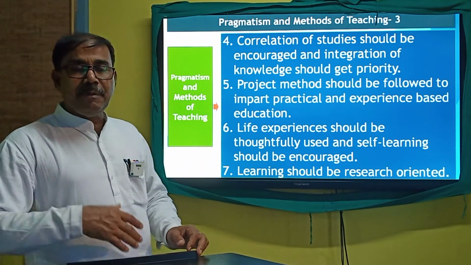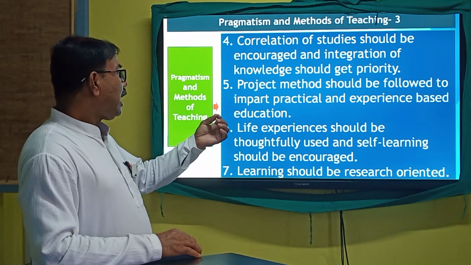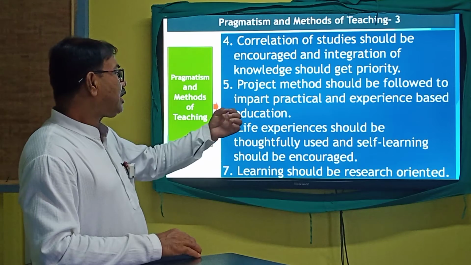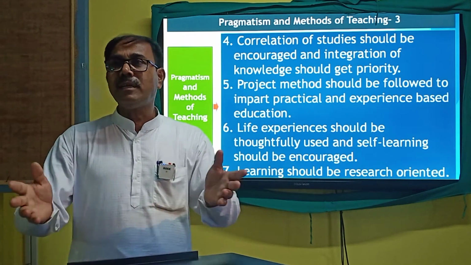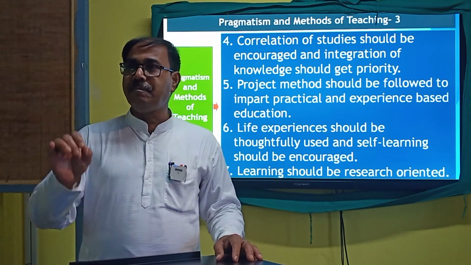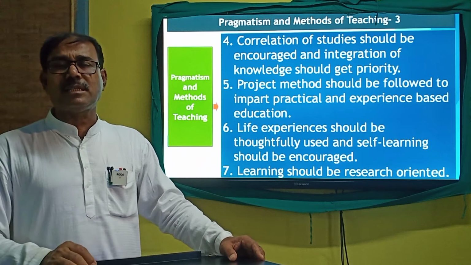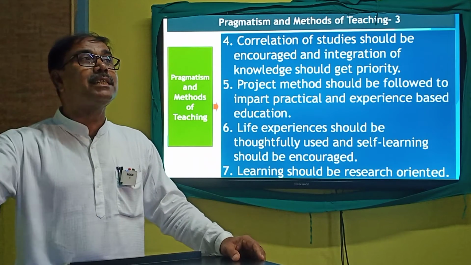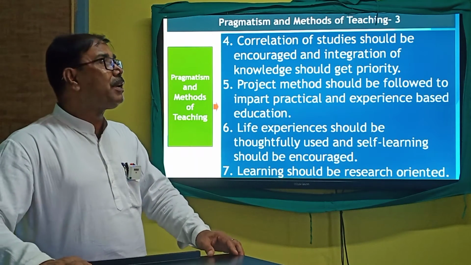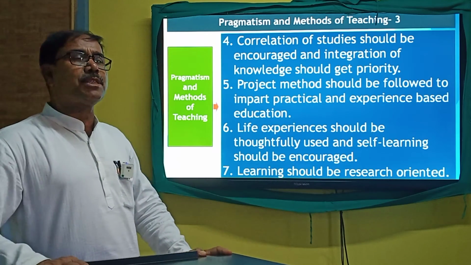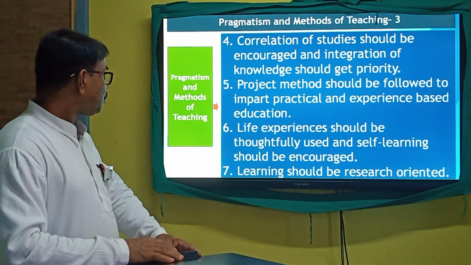Therefore, pragmatism has put importance on life experiences at the time of learning, as a teaching method and on self-learning. We are to encourage self-learning, not simply impart knowledge to the students, but come to know about their potentialities. We should better encourage them to learn depending on their own experience of life, as well as involving themselves very practically in the process of learning.